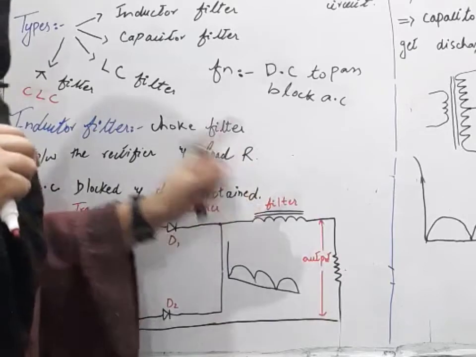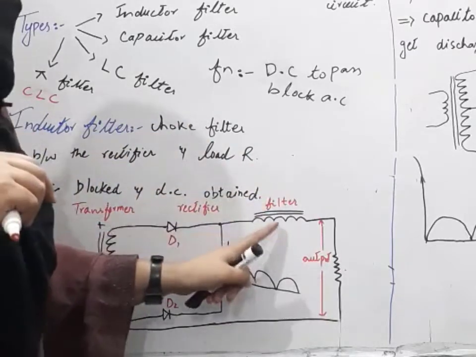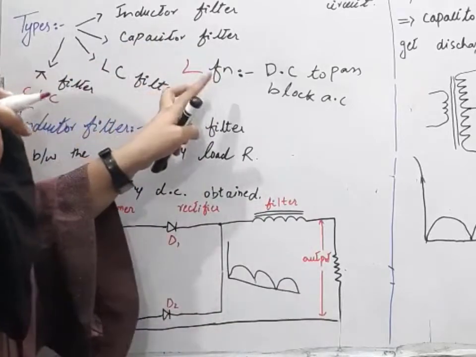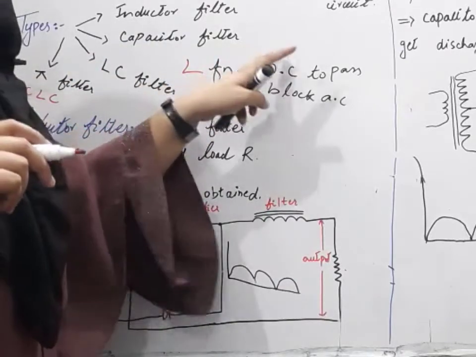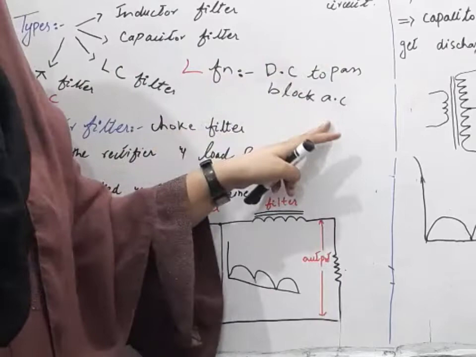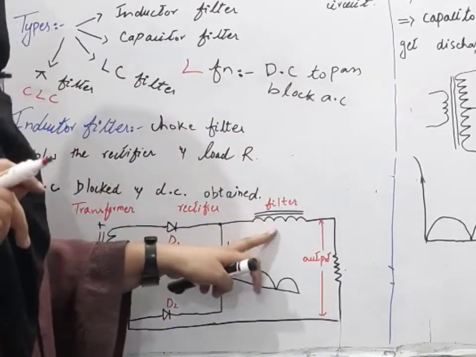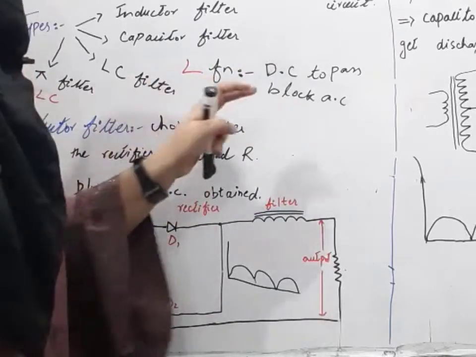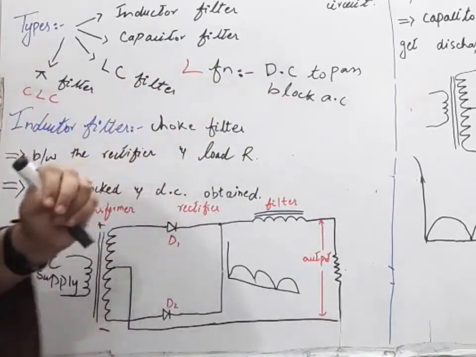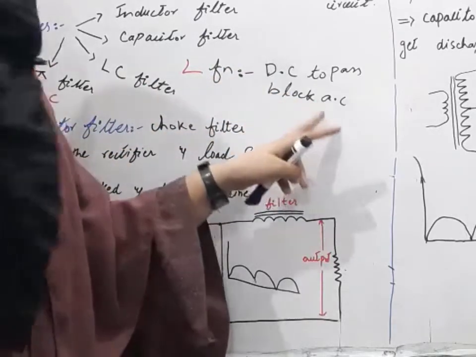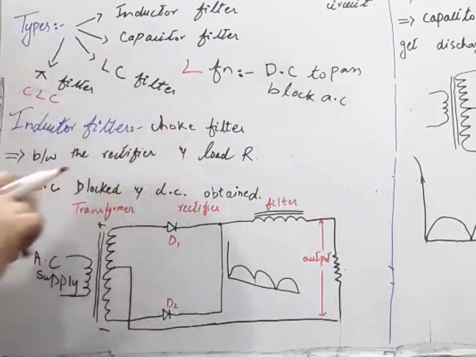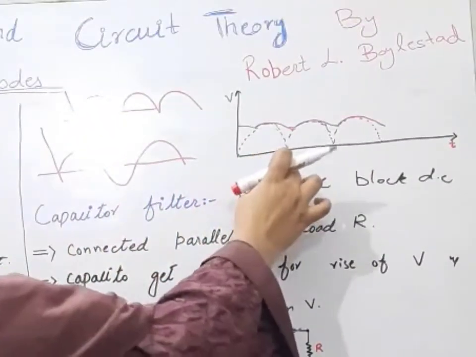What is the function of this inductor? The function of the inductor is to pass DC and block the AC component. So this inductor filter will allow the DC to pass and will block AC components. Not all, sorry. All AC components will not be blocked. Some AC component will pass through the circuit. So this will be the final output.